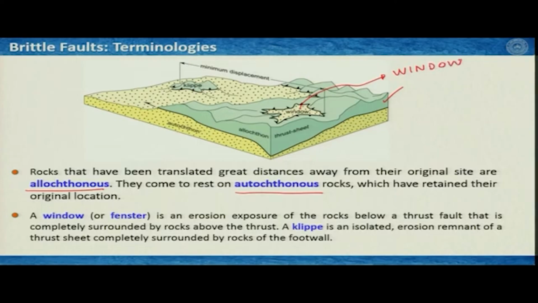And similarly, if it stays in a little higher topography and stays isolated, and erosion made it stay isolated, then the sheet is completely surrounded by autochthonous material. What we see here is known as a klippe. And these are terminologies generally used by those who work in large scale orogenies, but it is important that we know what is allochthonous, what is autochthonous, what is a window or fenster, and also what is a klippe.